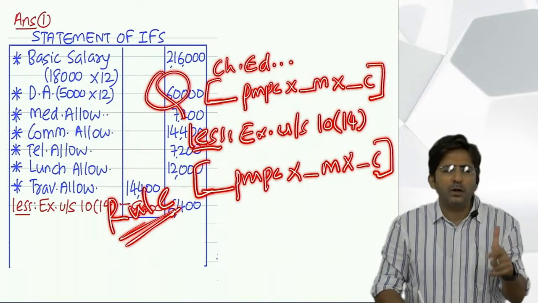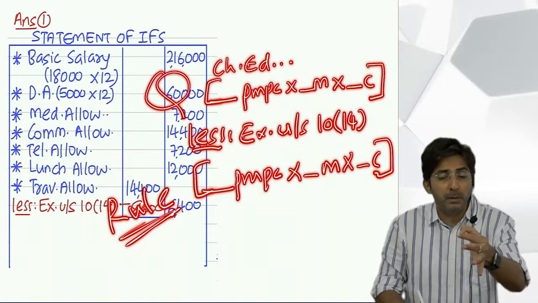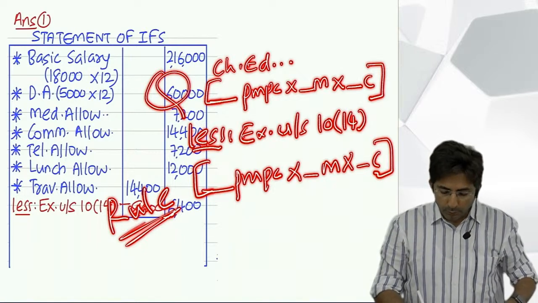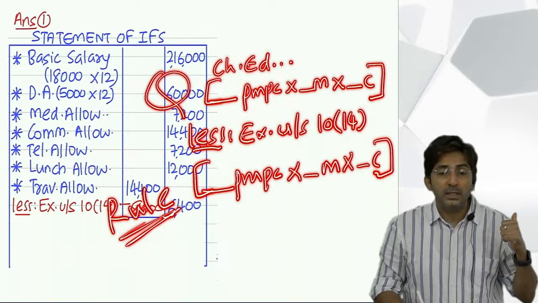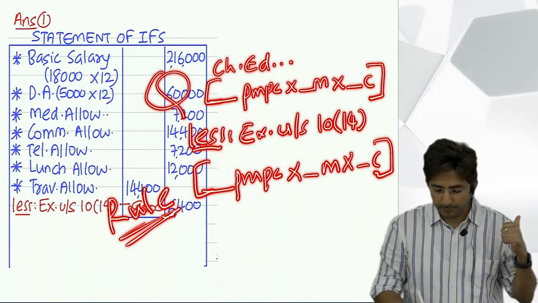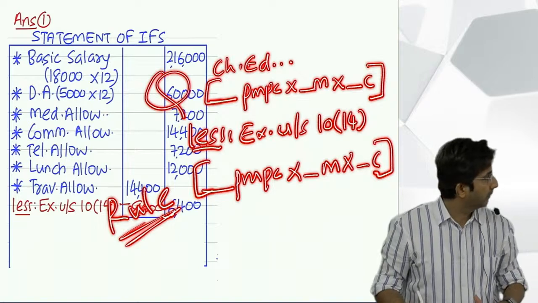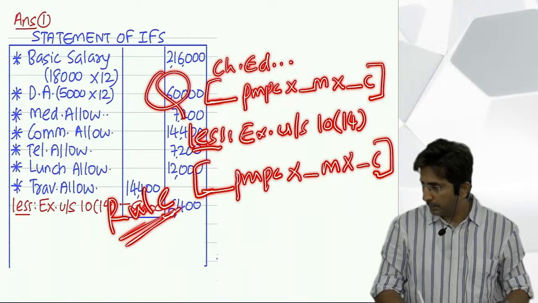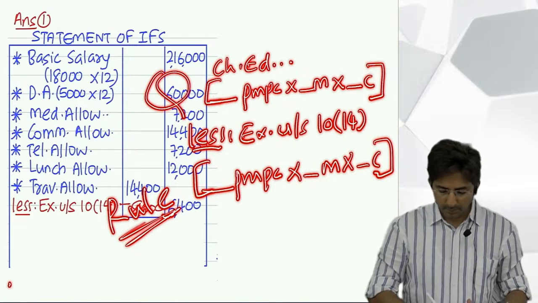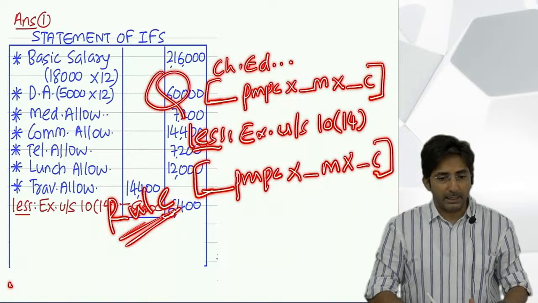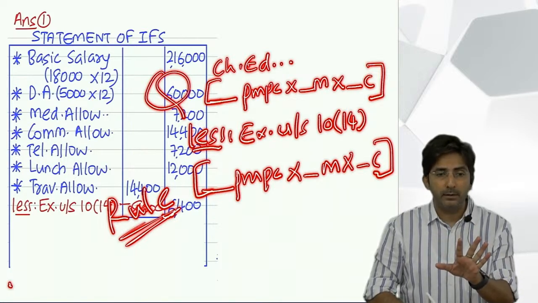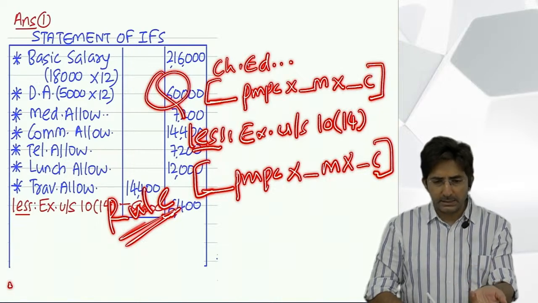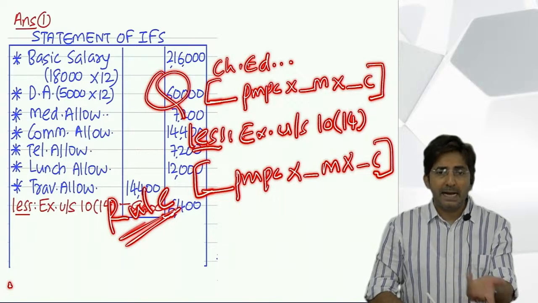If you try to act over smart by using some other style, you will make blunders. Soon you will realize what blunder you will do. Okay. So, present like this. First write children education allowance. Then in bracket, don't fill the amounts right now. Just write dash per month per child into dash months into dash children.